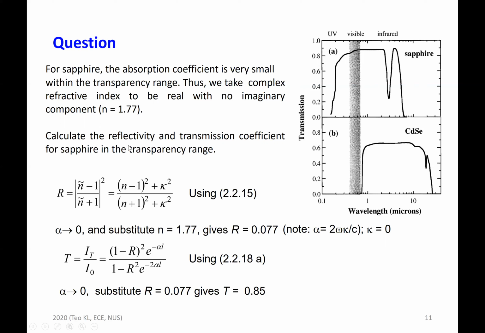Now we calculate the reflectivity and the transmission coefficient for sapphire in this transparency range. You use this formula. Since the absorption coefficient is very small within the transparency range, alpha tends to 0. And remember, your alpha is related to the extinction coefficient, so if alpha is 0, the extinction coefficient will be 0. So this is 0, this is 0, n is 1.77. By substituting, you will get the reflection coefficient to be 0.077. So 7.7% of the light gets reflected.